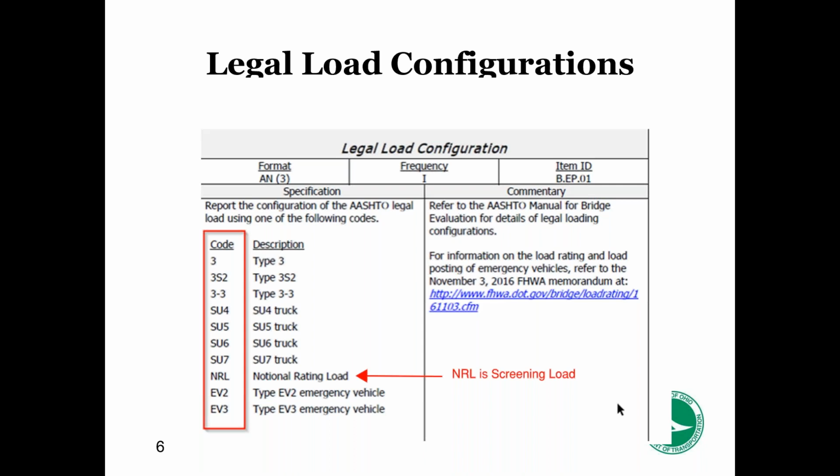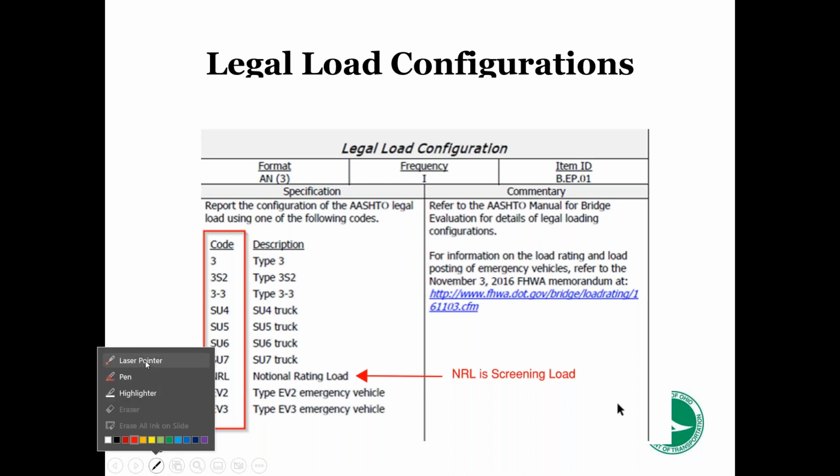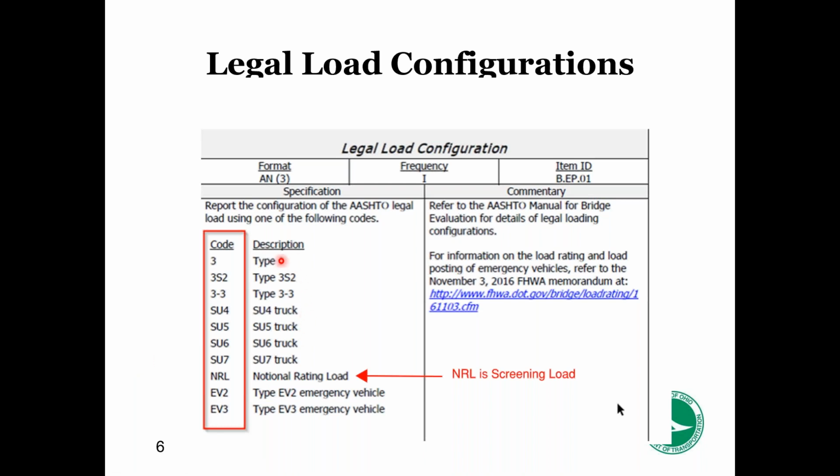These are the legal loads which are required to be used when load rating a bridge. So there is a type 3 load, which is AASHTO legal load, type 3S2 and type 3-3. These are the three new legal vehicles which are part of SNBI, which we will be adding to our current fleet of legal trucks. You can recognize the SU4 truck, SU5 truck, SU6, SU7 trucks.